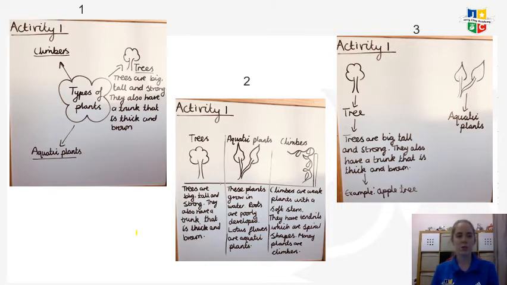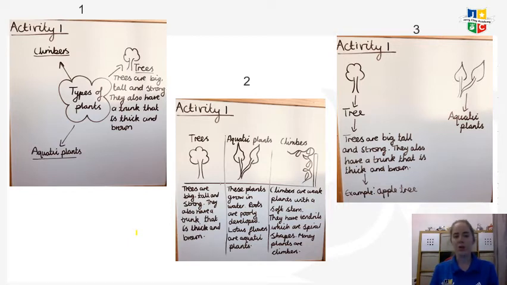So example number one, I've written the title types of plants in the centre of the page. Around it, I've done like a spider diagram and I've started with the trees. So I've done a little picture. I have the label trees there and I've taken some of the information from my notes and from the video to start writing a few sentences about the tree. However, this isn't all the information. I've just written a few sentences to show you how to get started.